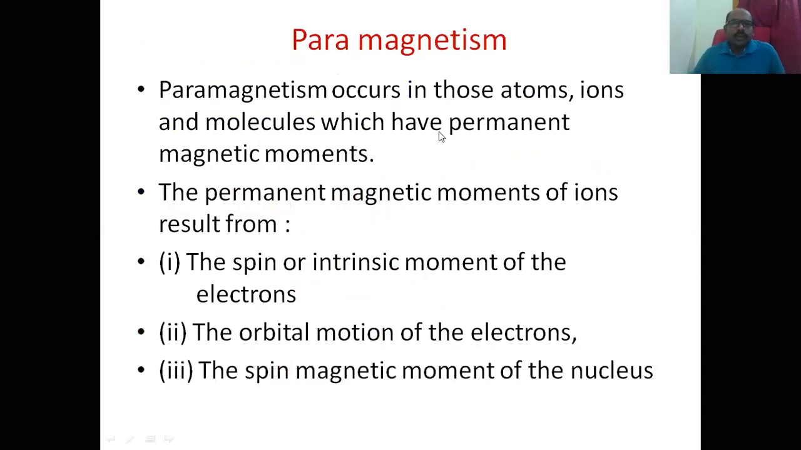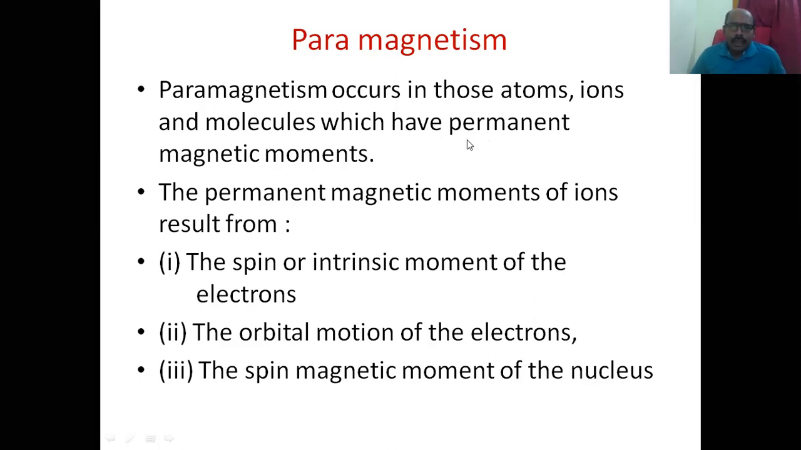Now paramagnetism. In the last class we have seen diamagnetism. Now we are seeing paramagnetism. It occurs in the atoms, ions and molecules which have permanent magnetic moments. So in the substances whose atoms, ions or molecules have permanent magnetic moments, we observe paramagnetism.